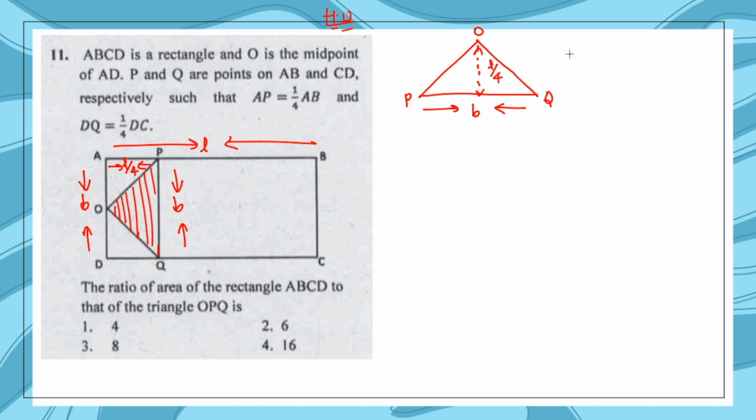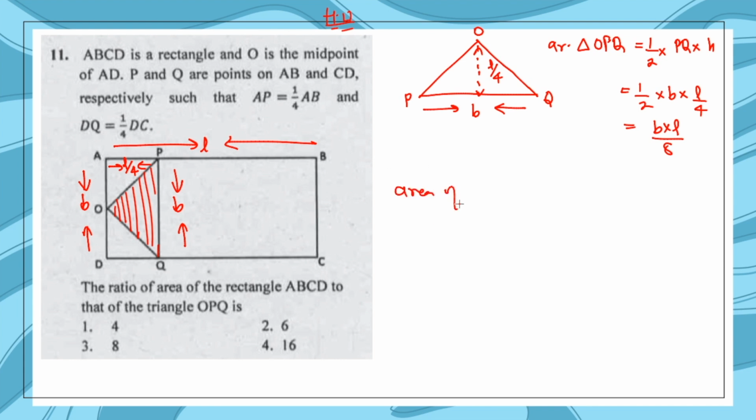And this is the height of the triangle, which is equal to L by 4. So if I try to find out the area of triangle OPQ, this will be given as half into base, that is PQ, into height. If I put the value, it will be half into B into L by 4, and this whole thing is going to become B into L by 8. This is the area of the triangle.